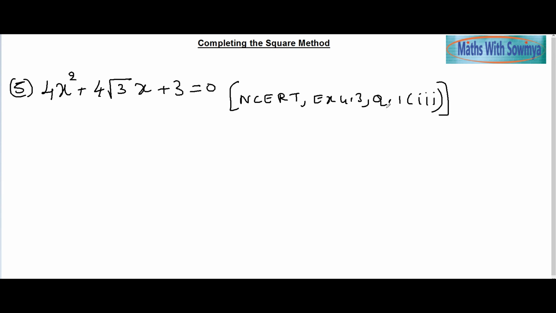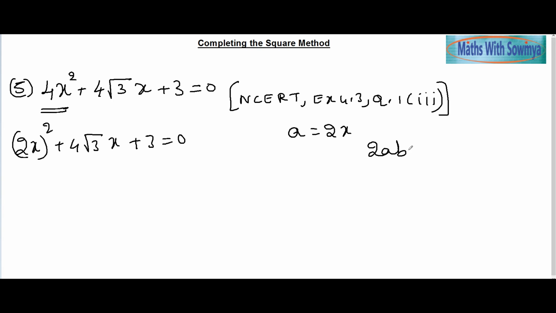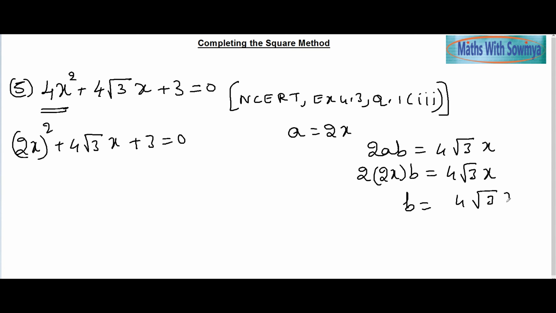Completing the square method from NCERT 4.3, one more question here. Here we need not multiply or do anything because directly this is a perfect square. So I can write this as 2x whole square plus 4 root 3x plus 3 is equal to 0. So a I am already getting as 2x. So 2ab is nothing but 4 root 3x. So b will be 4 root 3x divided by 2 into 2x. So b will be root 3.